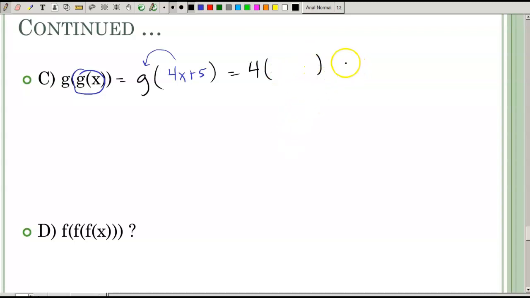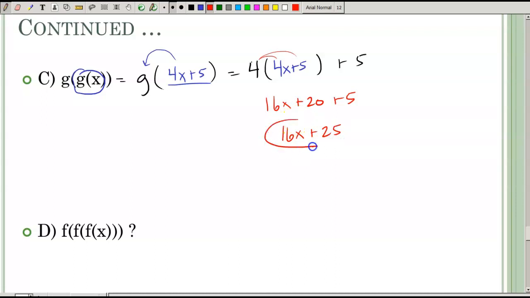4x plus 5, but instead of my x, I'm really saying 4 times the input, whatever I want to plug in, plus 5. Well, if my input is already 4x plus 5, it looks like this. And now I can multiply this out, and I can simplify as, let's see here, this will be 16x plus 20 plus 5. So this would be 16x plus 25, and there is my answer. All right, D. It looks like kind of a challenge problem.